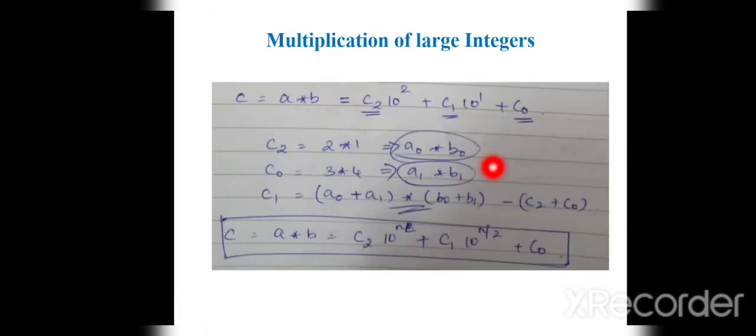So we are going to use this formula. C is equal to a into b, which is equal to c2 into 10 square plus c1 into 10 power 1 plus c0. Here c2 is equal to 2 into 1, which is a0 into b0. c0 is equal to 3 into 4, which is a1 into b1. c1 is equal to (a0 plus a1) into (b0 plus b1) minus (c2 plus c0). So c is equal to a into b, which is equal to c2 into 10 power n plus c1 into 10 power n by 2 plus c0.